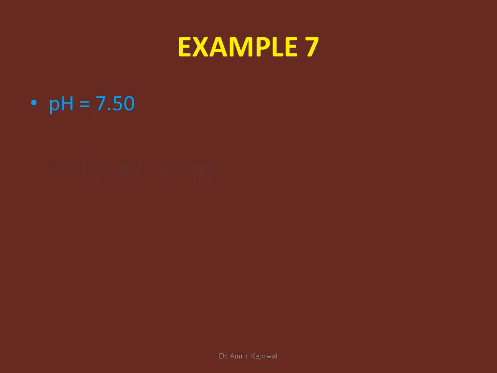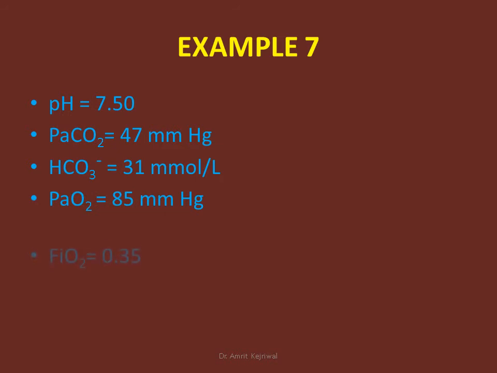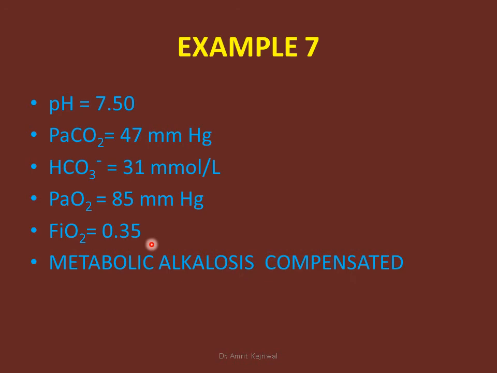Example number 7: here you're getting pH 7.5. So this goes in favor of alkalosis. PaCO2 is 47 and bicarb is 31, which is increased. PO2 is 85, FiO2 is 35%. So it looks like metabolic alkalosis compensated. Here in this alkalosis, bicarb is increased and PaCO2 has also increased. So it goes in favor of metabolic alkalosis compensated.